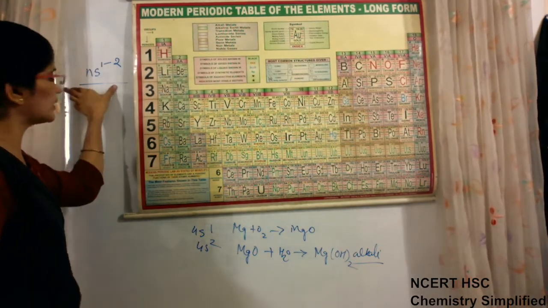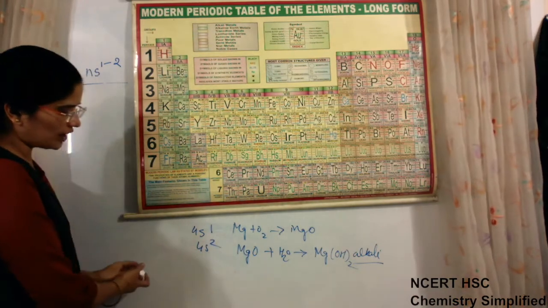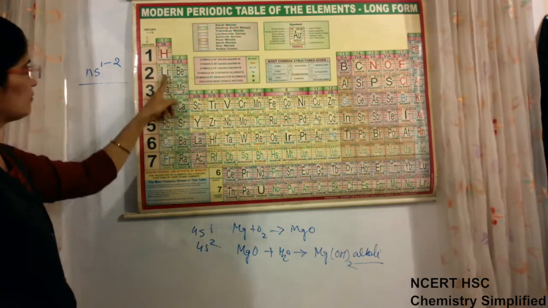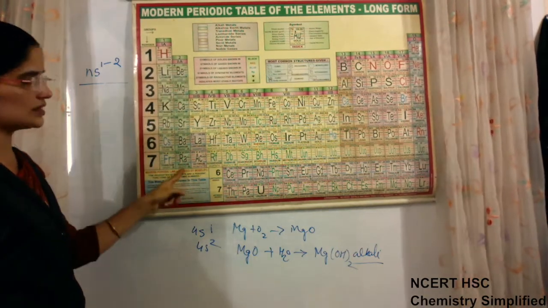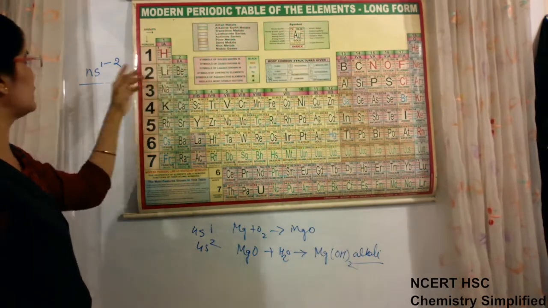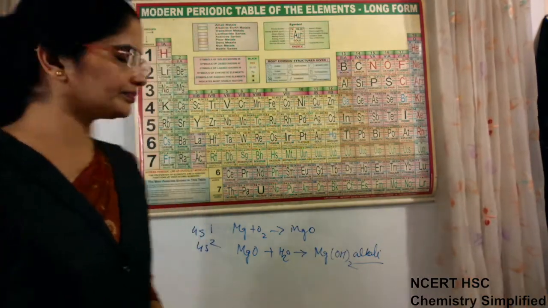This is outer electronic configuration. Outer means all the inner ones are full and the last is 4s1 or 4s2. For this it is 4s1, for this it is 4s2. So the outer electronic configuration of S block elements is ns1 or ns2. Okay.